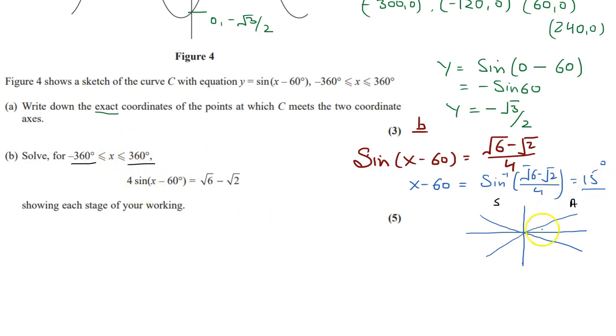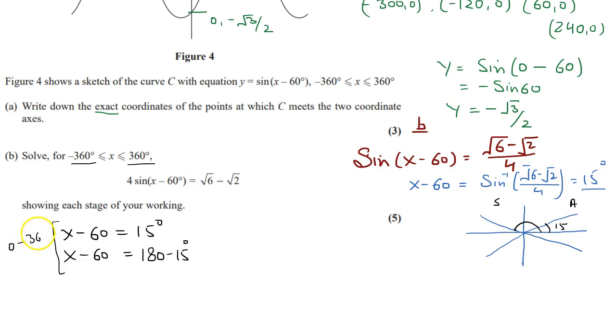First we take 0 to 360. This one, and this one. So x minus 60 is equal to, first, this is 15 degrees, and x minus 60 is equal to this angle. This angle is 180 minus 15 degrees. So this one is from 0 to 360. We are not going to consider this because this one is negative, this one is negative.